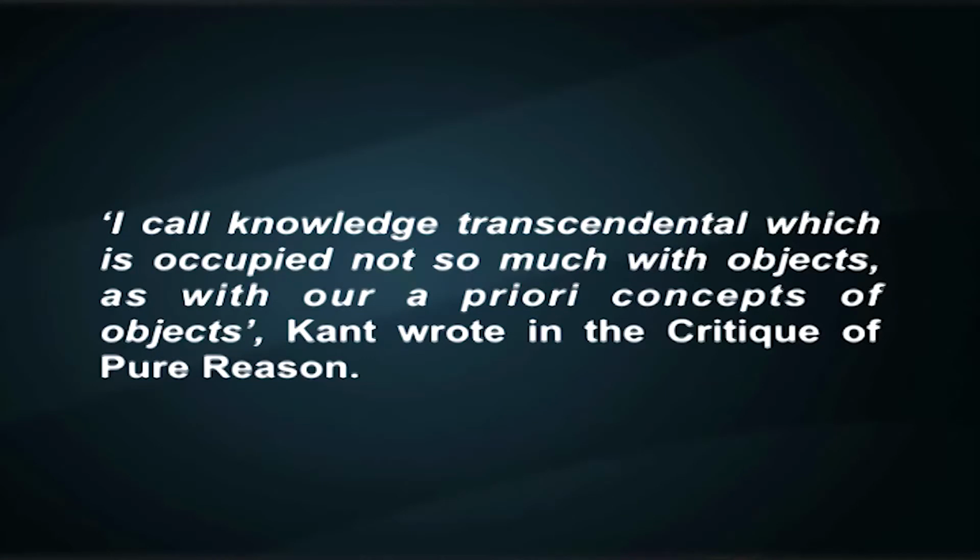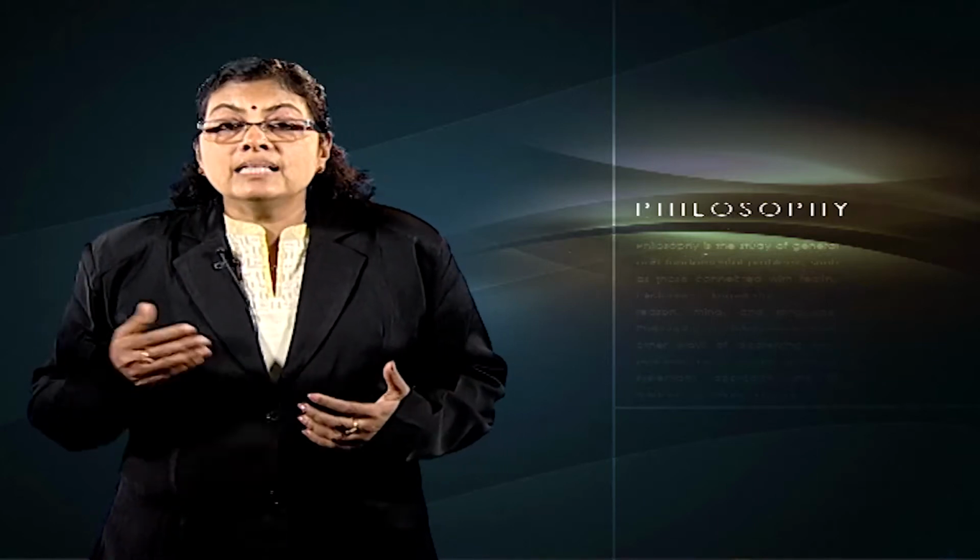beyond experience. In his transcendental philosophy, Kant studies or explains the a priori laws of thought and the innate structure of the mind. "I call knowledge transcendental, which is occupied not so much with objects as with our a priori concepts of objects." Kant wrote the Critique of Pure Reason. His theory is on the subjective a priori functions of knowing, understanding and reasoning. Therefore, Kant is classified as an idealist and his philosophy is called transcendental idealism.